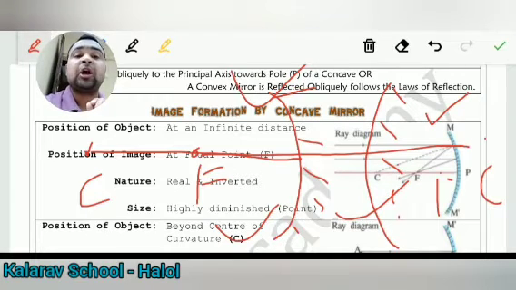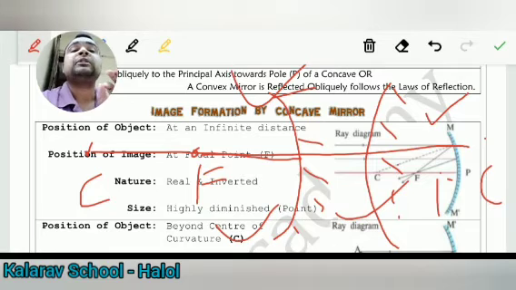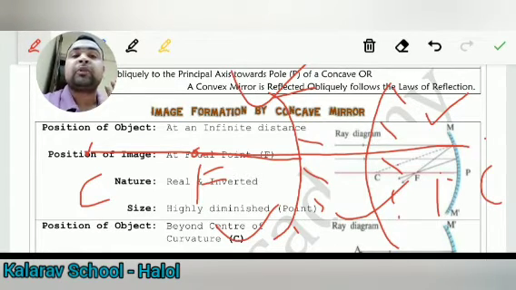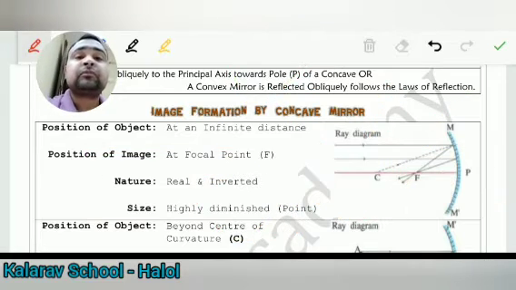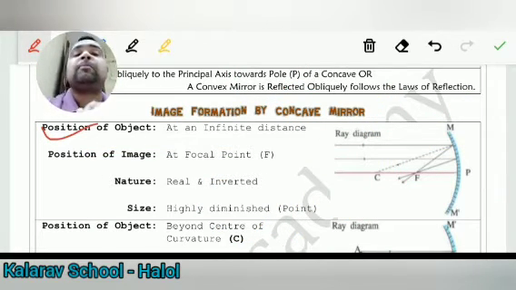Now we will try to learn how the 6 ray diagrams are formed for the concave mirror. First of all we will check the position.